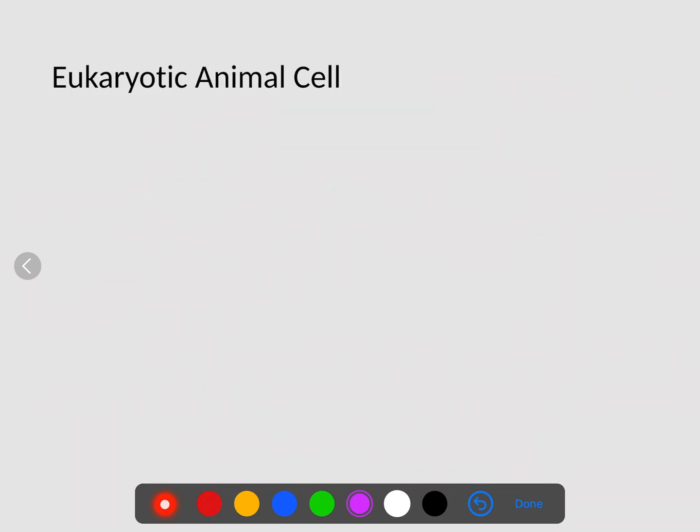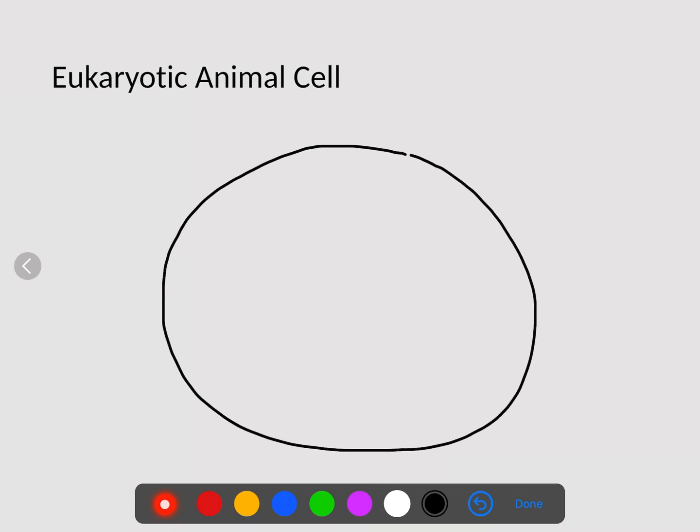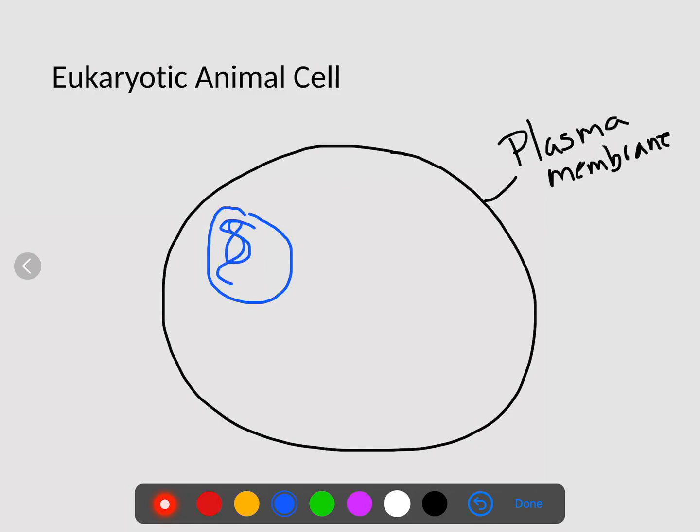And this is a little bit different than an animal cell. An animal cell doesn't have that rigid wall on the outside. It only has a plasma membrane. So the plasma membrane is still the outside protective layer, but animal cell, no cell wall. So the animal cell obviously has a nucleus because it's a eukaryotic cell. That's where our DNA is stored. So again, our nucleus identifies it as a eukaryotic cell.